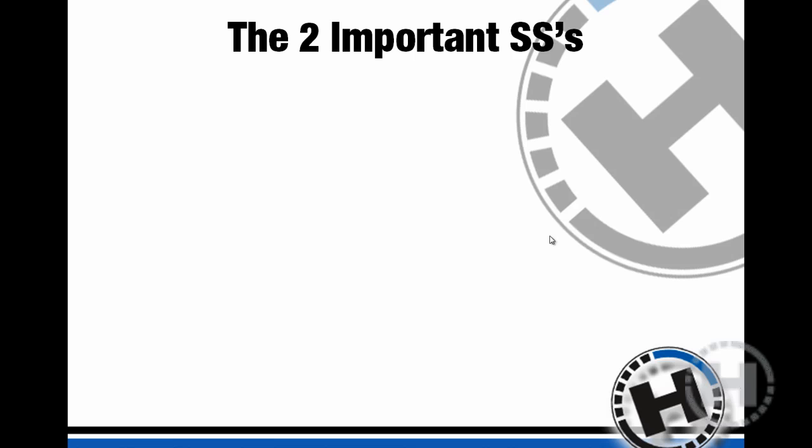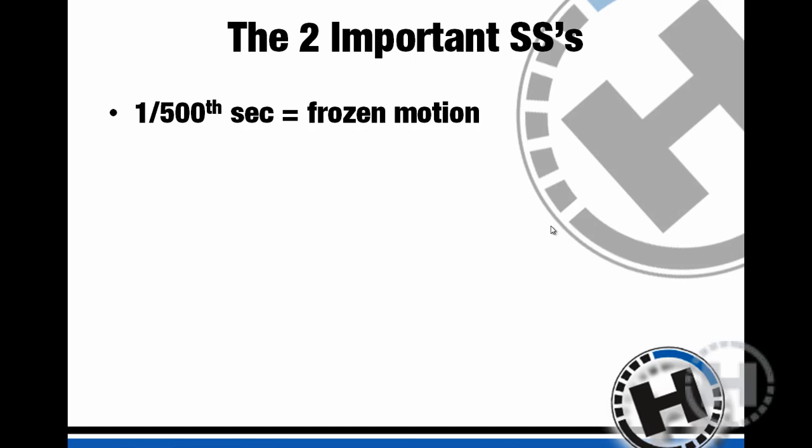Now there are two very important shutter speeds that we need to know. The first is 1/500th of a second, and for us this means frozen motion. It's actually going to be more of our starting point for freezing motion. Sometimes you can freeze motion at like 1/200th of a second, but we're always going to set our camera at the starting point of 1/500th of a second if our intention is to freeze motion. Sports photos would be a great example. Okay, you want to freeze the motion there.